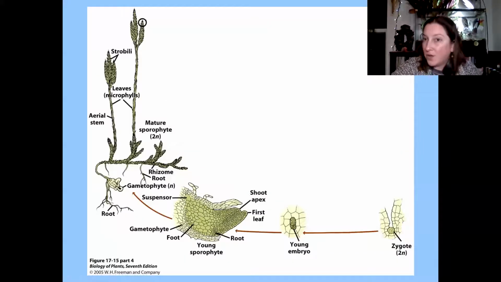2N zygote, we already know this. Been doing it millions of times now, right? 2N zygote is going to grow via mitosis into the young embryo, grow, and then back into that mature sporophyte plant, as we see on the left. Okay, that was the life cycle of Lycopodium.